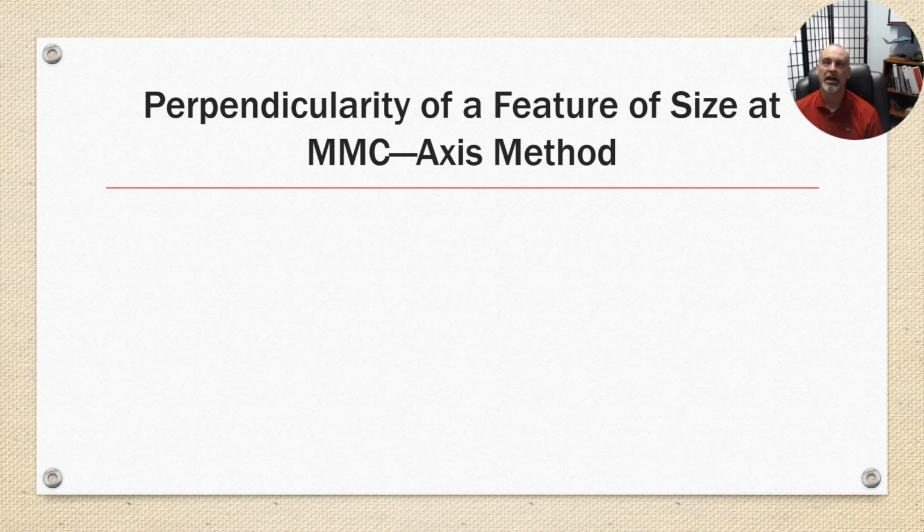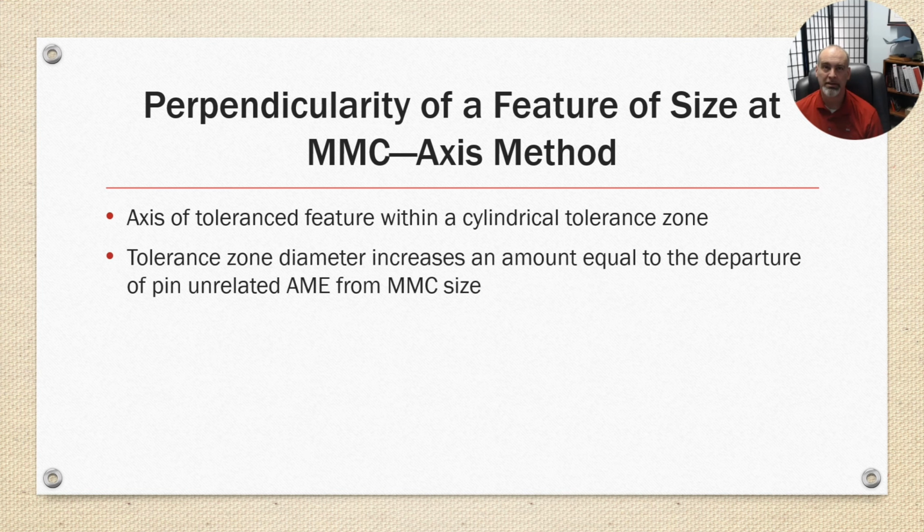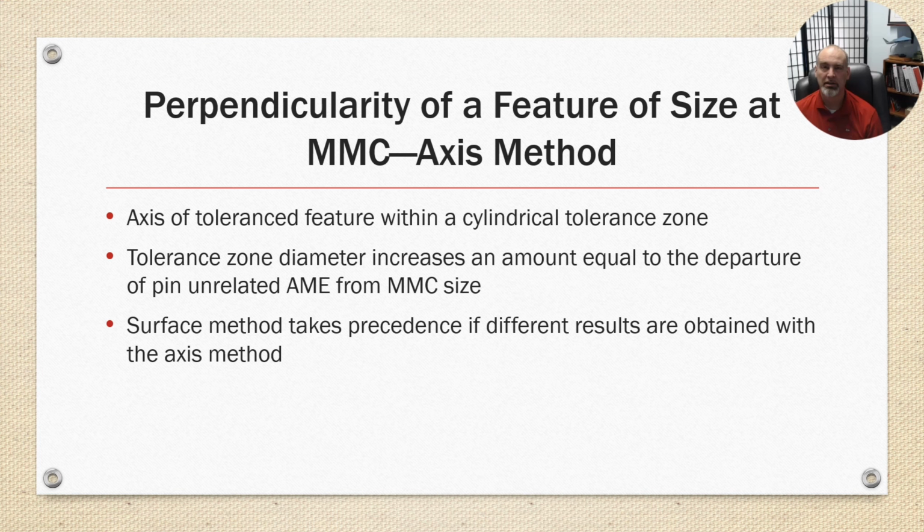Perpendicularity of a feature of size at maximum material condition, axis method. The axis of the tolerance feature is within a cylindrical tolerance zone, and the tolerance zone diameter increases in an amount equal to the departure of the pin unrelated AME from the maximum material condition size. The surface method takes precedence if different results are obtained with the axis method.